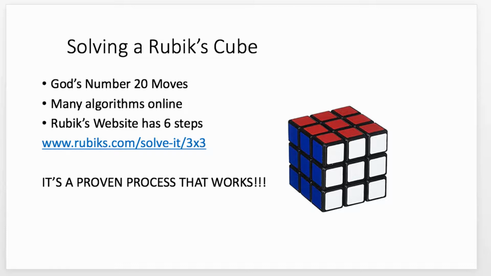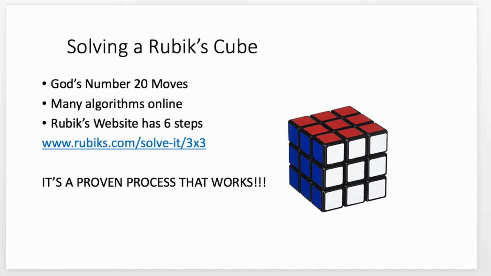Okay, so what does that mean? Well, that means there's a proven process that works every single time. You could sit there twisting and turning and trying all of these maneuvers, having all of these strategies and crazy philosophies about how to solve it. But all you really need is a process. All you really need is a 6-step process that you can find right on the Rubik's Cube's website.